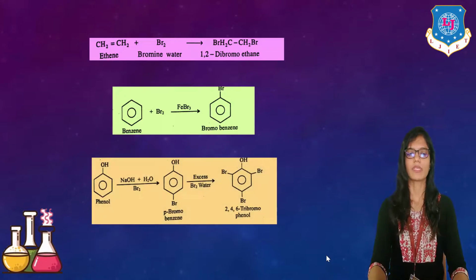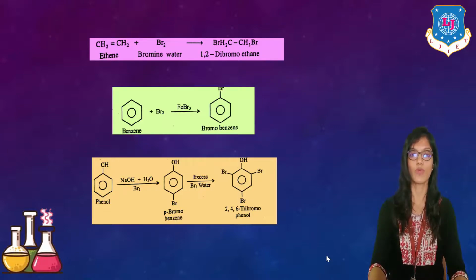Our next example is phenol. We will react phenol with NaOH plus H2O and Br2. First we will get para-bromophenol. When we react it with excess Br2 water, we get 2,4,6-tribromophenol.